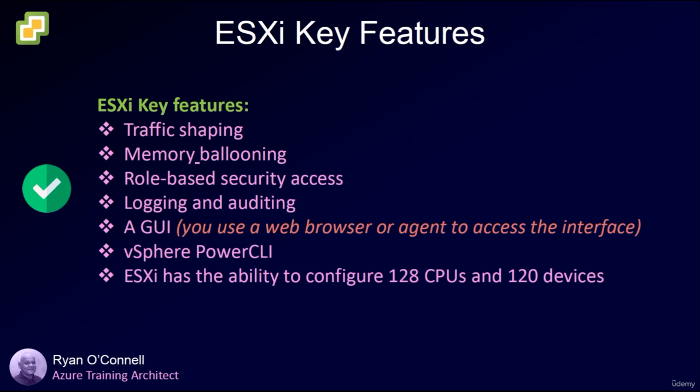Some of the key features of VMware ESXi are traffic shaping, memory ballooning, role-based security access, logging and auditing, and a GUI. You access it via a web browser or an agent. You would install the agent on your PC and then connect directly to the ESXi console, or you would open up a web browser, type in the IP address, and connect to the console and manage your infrastructure that way. Of course, we have vSphere PowerCLI, and ESXi has the ability to configure 128 CPUs and 120 devices. Pretty cool for a free, full product.